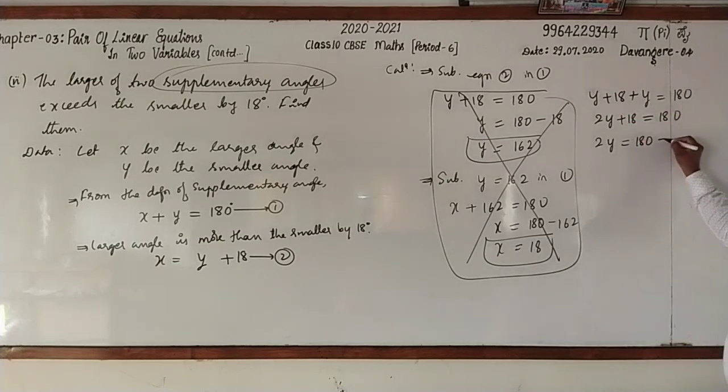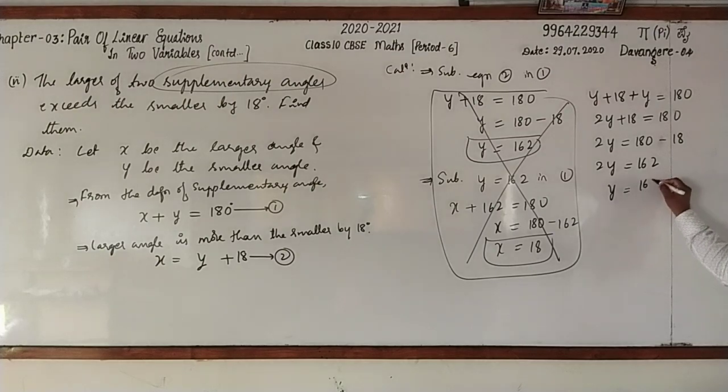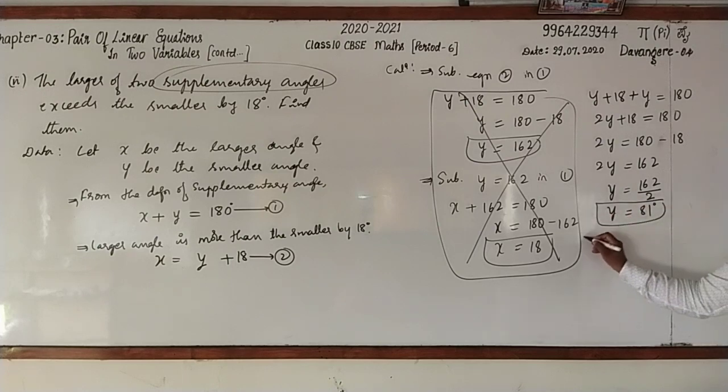Then 2y is equal to 180, taking 18 to the right hand side, plus becomes minus 18. Then 2y is equal to 180 minus 18, which is 162. Then y is equal to 162 by 2. y is equal to 81 degrees.